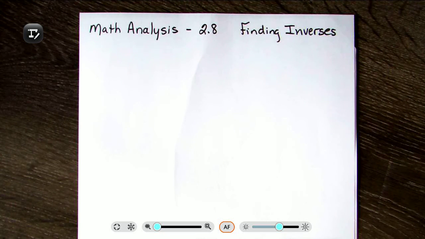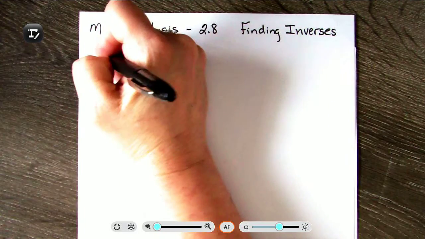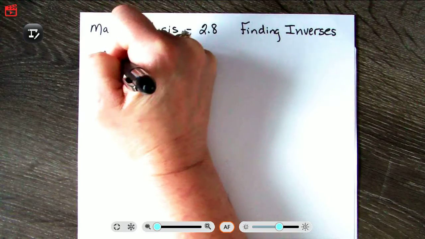In this video we are going to actually find some inverses of some functions. And then we'll also talk about graphing as well. So let's start off with a function. We'll start off with something a little easier.